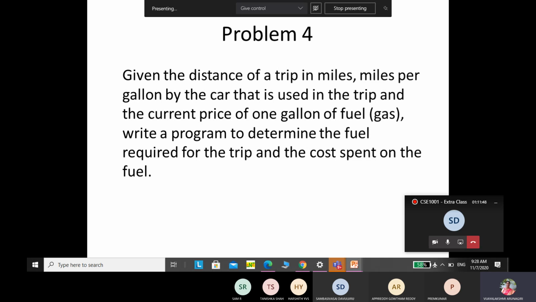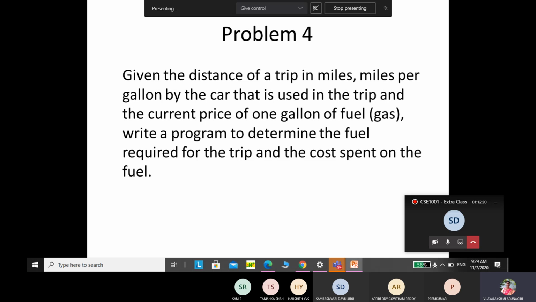Next, this problem. What is given? Suppose the distance of a trip is given in miles, along with miles per gallon and the current price of 1 gallon. We need to calculate how much fuel is required for the trip and the cost spent on the fuel. Right? Clear or not? For a trip, distance is given in miles, miles per gallon of the car is given, and the price of the fuel per gallon is also given.